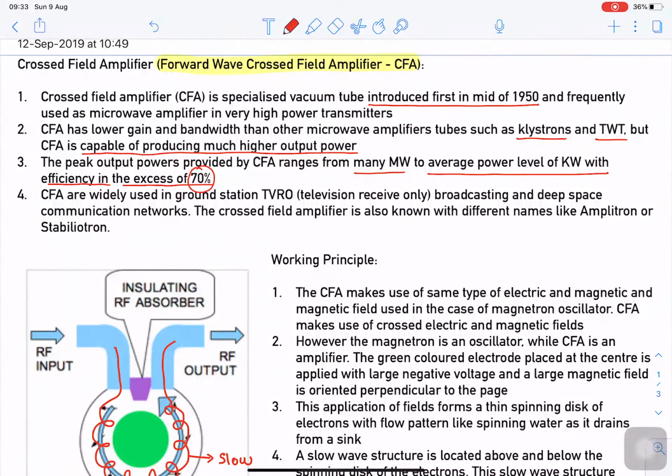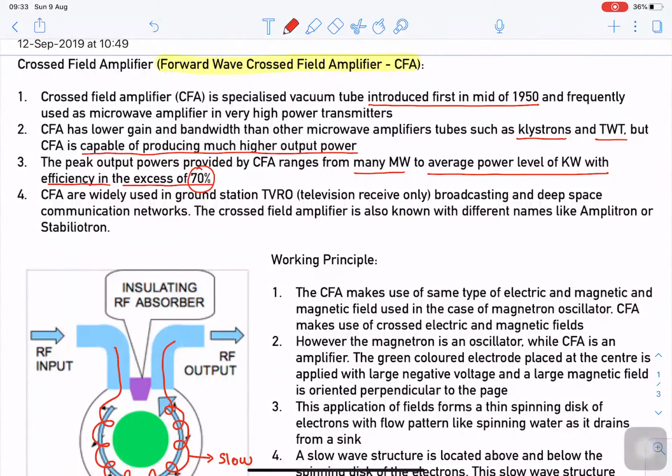So the cross field amplifier is known with different names. So there are other names to this particular tube. What are the other names to this cross field amplifier? This cross field amplifier tube is also known with other names like amplitron or stabilotron. Please remember, don't get confused. Sometimes the cross field amplifiers are also termed as an amplitron or stabilotron. So one and the same.